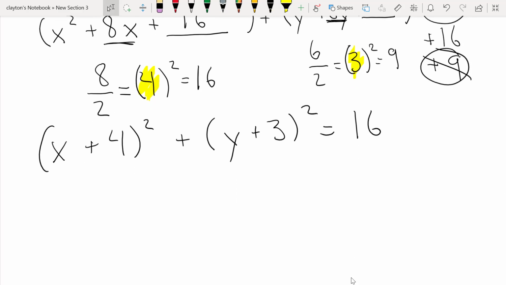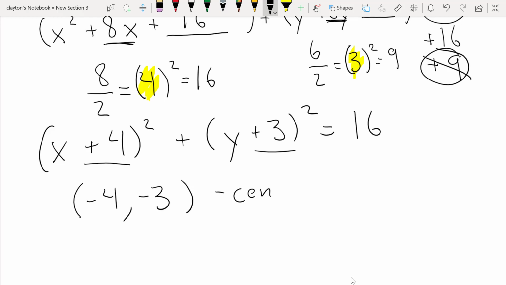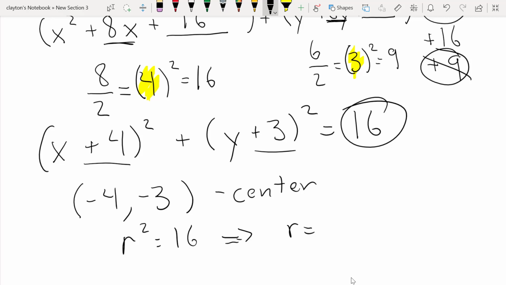And so in this case, our center is the opposite sign of what is listed here, because it's x minus h, so this would be x minus a negative 4. So we have negative 4. And y minus a negative 3. So we have a negative 3. Here's our center. And our radius, again, this is r squared. So if r squared is equal to 16, this means that r is equal to 4.